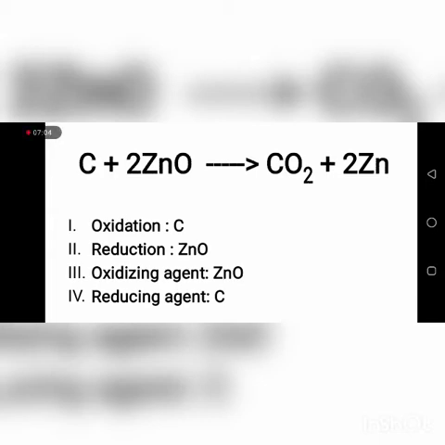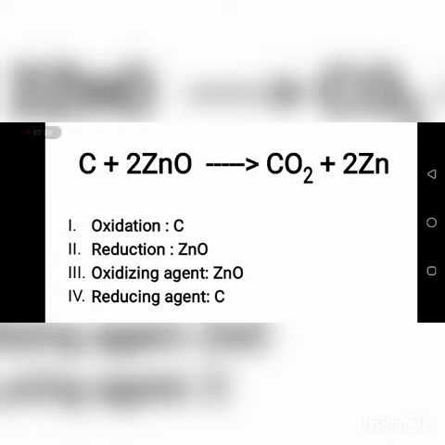Now, if you look at the first element there, carbon. Carbon is standing alone at the reactant side. When it gets to the product, carbon has combined with oxygen. Oxygen has been added to carbon. And we said oxidation is the addition of oxygen to a substance. That means carbon is undergoing oxidation.